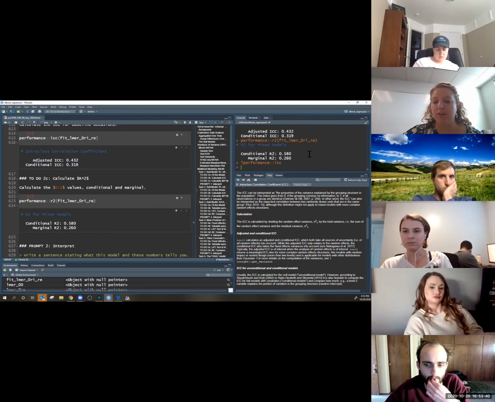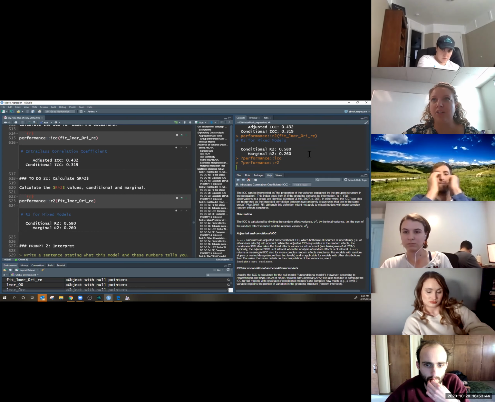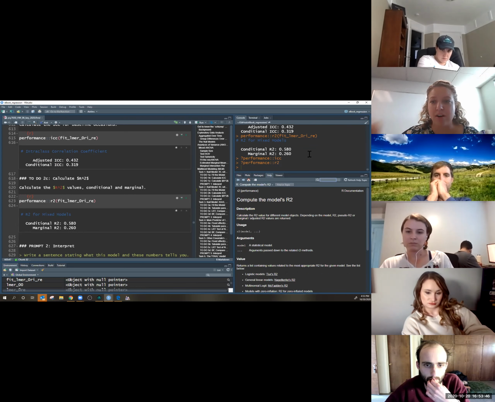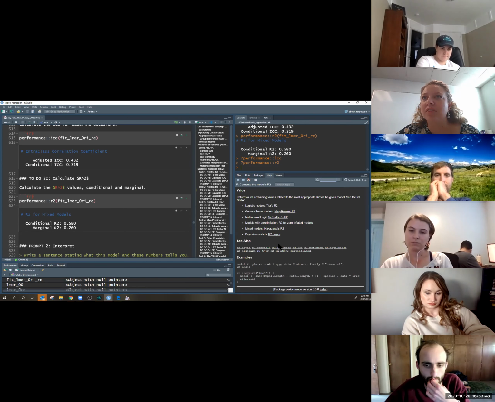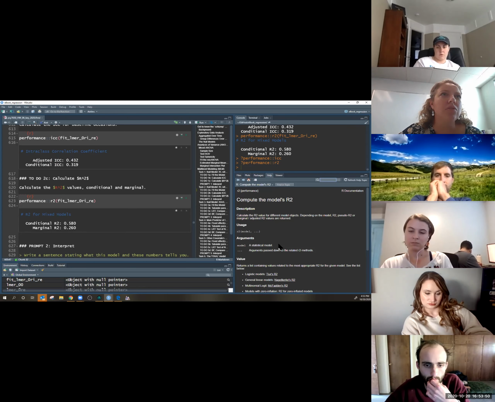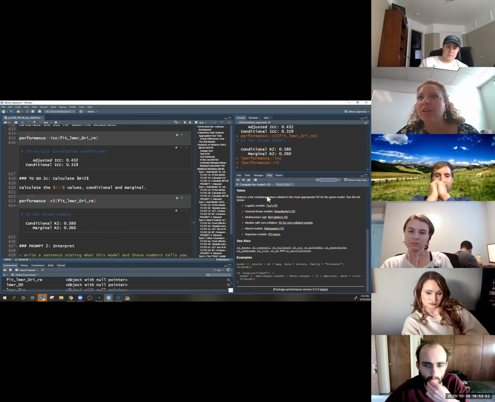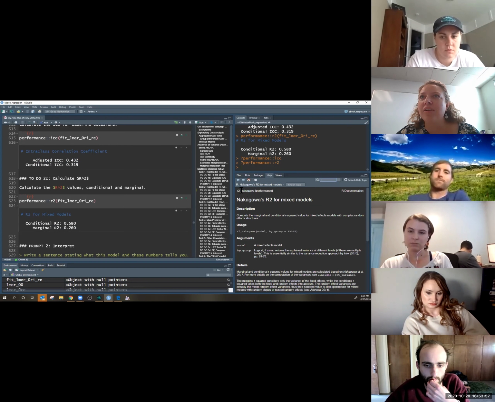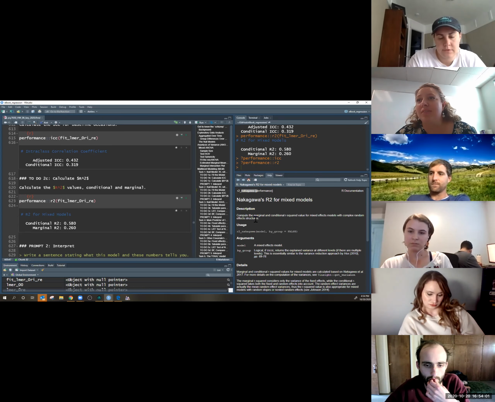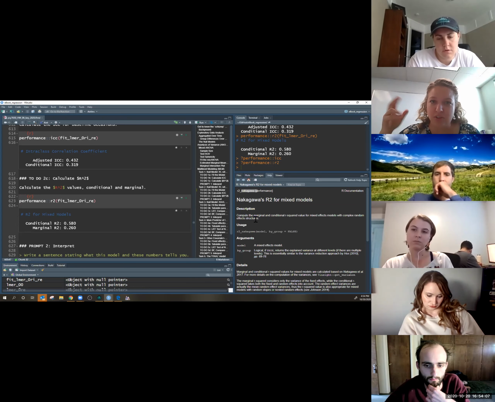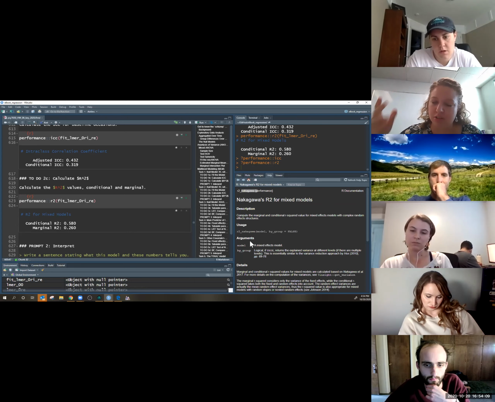I'm going to come up here and look up the help page for the performance R squared command. We have to look at the right one. For a mixed model it's using this one, Nakagawa, which is selected as the baseline for mixed models because it's currently the agreed upon best one to use for mixed models, which changes over time.